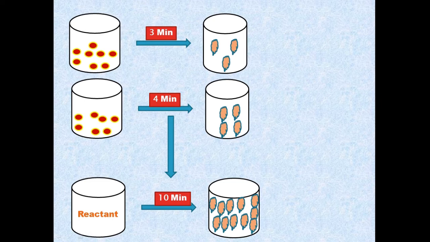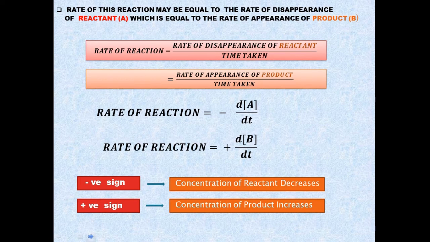A rate of this reaction may be equal to the rate of disappearance of reactant A, which is equal to the rate of appearance of product B. A rate of reaction is equal to rate of disappearance of reactant divided by time taken. Rate of reaction is equal to rate of appearance of product divided by time taken.